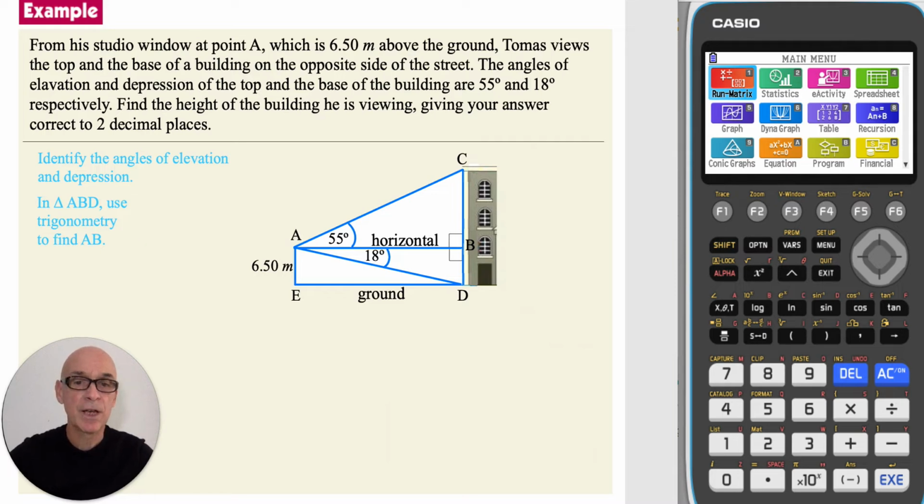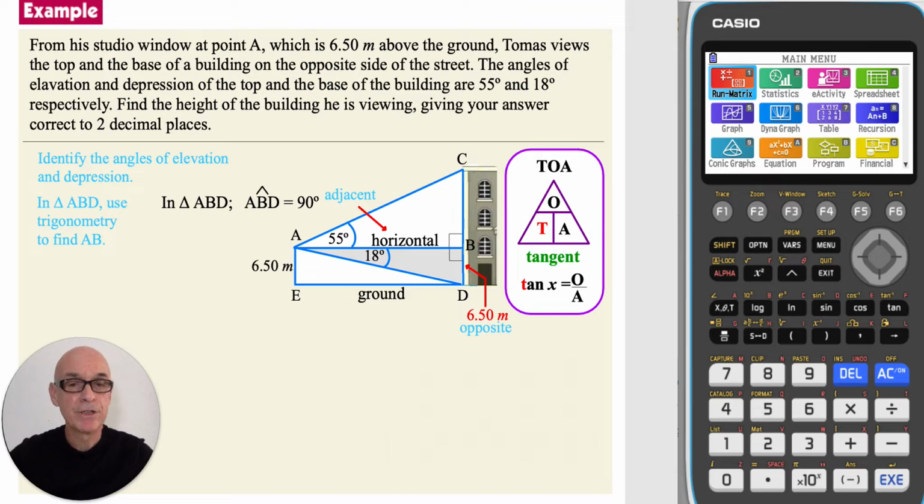In triangle ABD, which is right-angled at angle B, we can use trigonometry to find the length of AB. Identifying 6.5 meters as the side opposite the 18-degree angle, and the length AB as the side adjacent to the 18-degree angle. Referring to the trigonometry triangles, tan is opposite over adjacent.